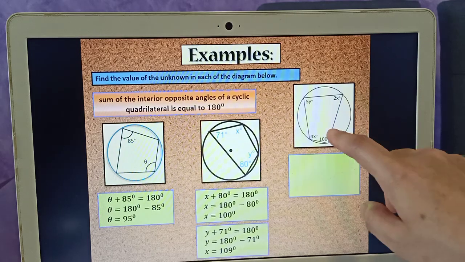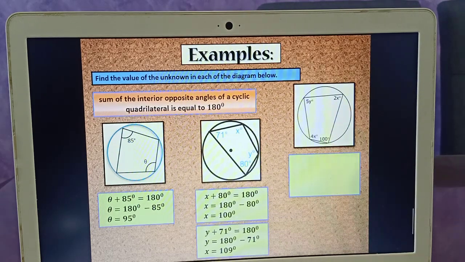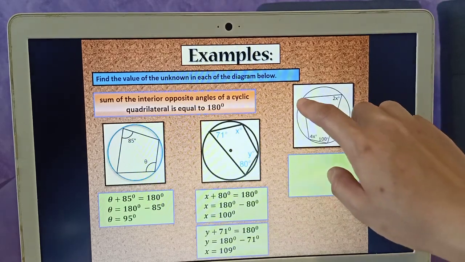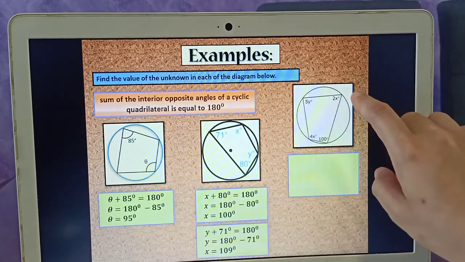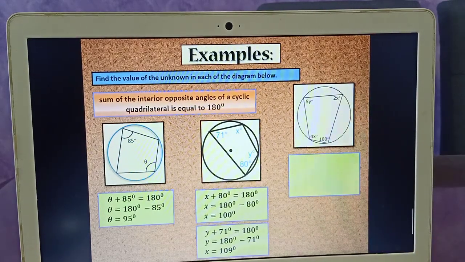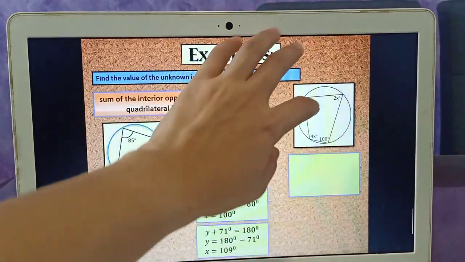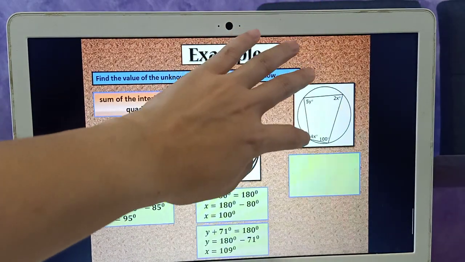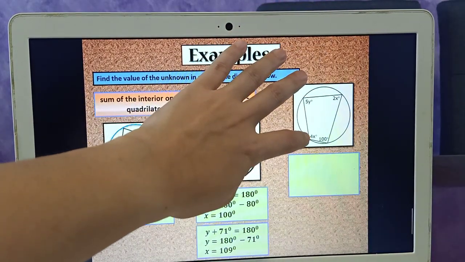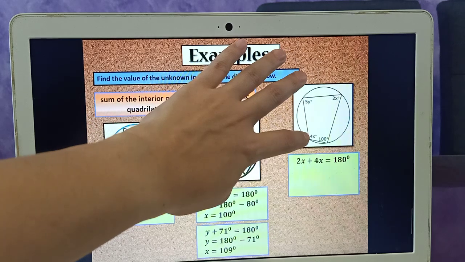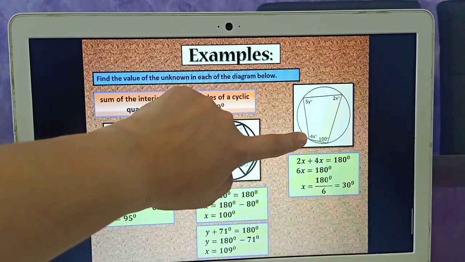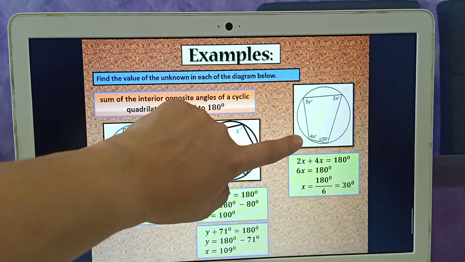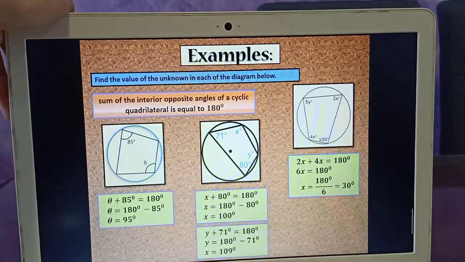And as for this one, this is also a cyclic quadrilateral because all of the vertices lie on the circumference of a circle. So we can apply the sum of the interior opposite angles. These two are interior opposite angles, they are opposite to each other. So I form one equation, 2x plus 4x equals 180 degrees. So 6x equals 180 degrees and x equals 180 divided by 6. So you get 30 degrees for x.